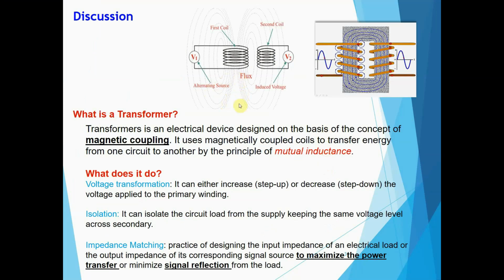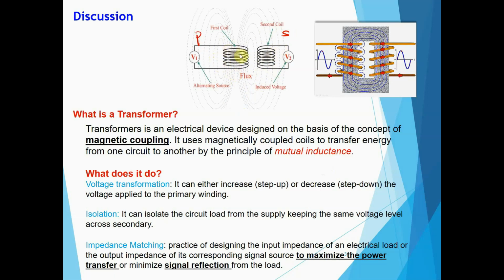A transformer operates by means of magnetic induction. As you can see from here, there are two windings: on the left, which is considered the primary, and here we have a secondary winding. It's not internally connected. However, due to magnetic induction, there will be an induced voltage on the secondary winding due to the magnetic flux, right?